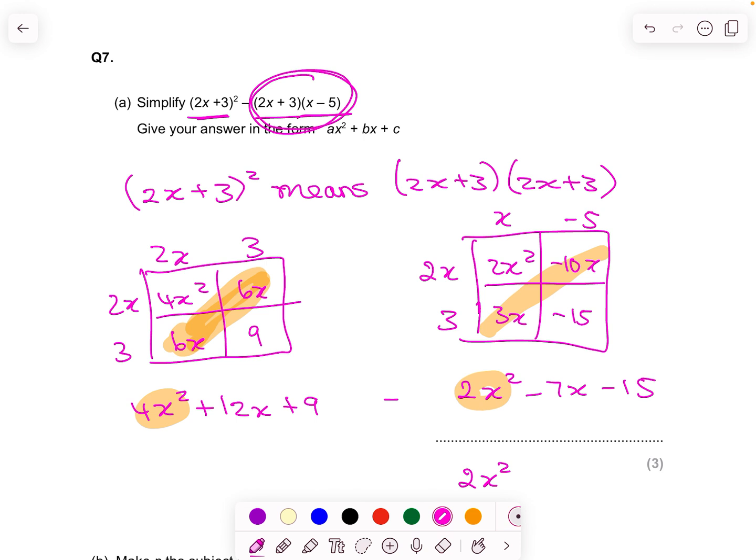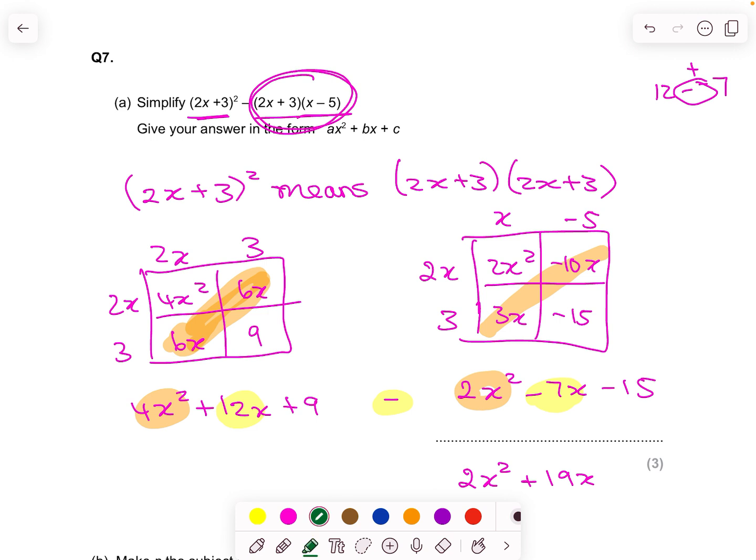Now, this is where we've got to be careful. Next, we need to do, let me use a different colour, 12x take away minus 7x. So I'm just going to write in the corner what we're doing. We're doing 12 take away minus 7. So we're adding. So subtracting a negative number is the same as adding it. So this is where some of you made a mistake. So it's plus 19x.